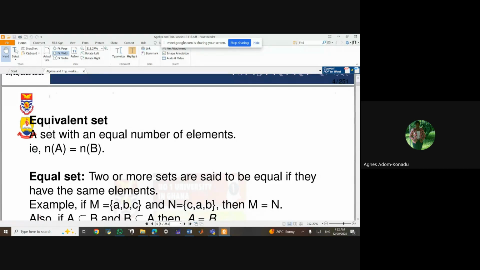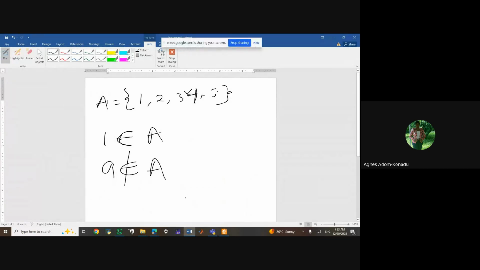Okay. Then when we come to sets, we have what we call equivalent sets. The things here are just English. When we say two things are equivalent, it means that they have an equal number of elements. The elements in them are equal in number. We are talking about a number.